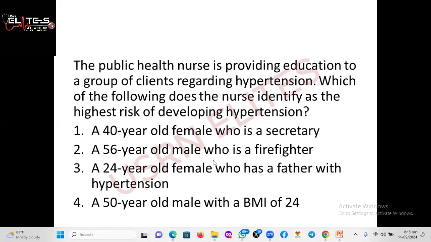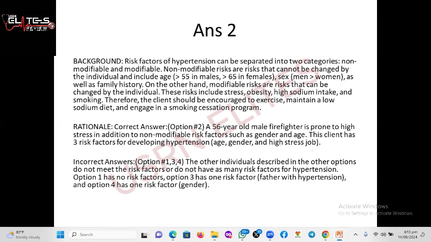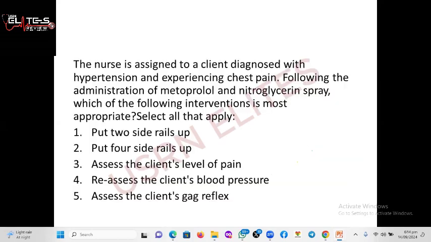She's very right, and that is what I wanted us to learn. So the second one is the correct answer. When it comes to determining who is at highest risk, you have to look at how many risk factors each patient presented to you, how many risk factors they have. After getting the risk factors, then you can arrive at your answer. And I think she did justice to that. I like the way she went about her answers.